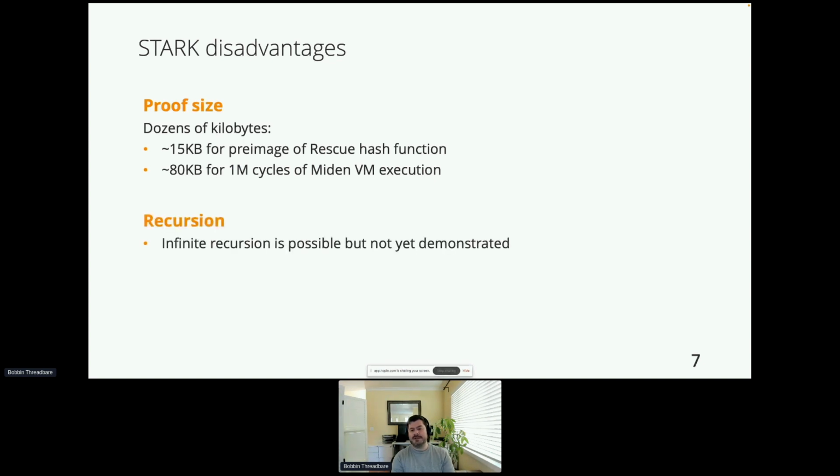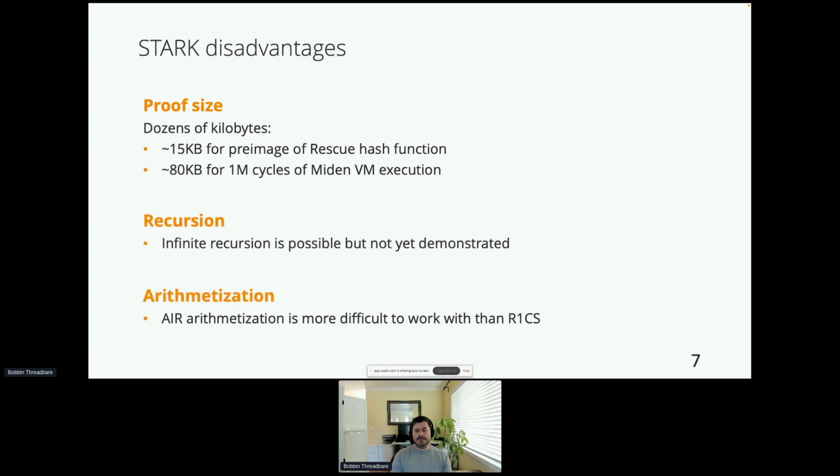Another disadvantage is that, so far at least, there haven't been recursive STARKs. I think, and we'll talk about this a bit later, recursion is definitely possible with STARKs, but it hasn't been demonstrated yet. And recursion is very important. There are many people working on building recursive STARKs right now, so this will be solved. But at this point in time, there are other recursive systems out there, but STARKs haven't been made recursive yet.